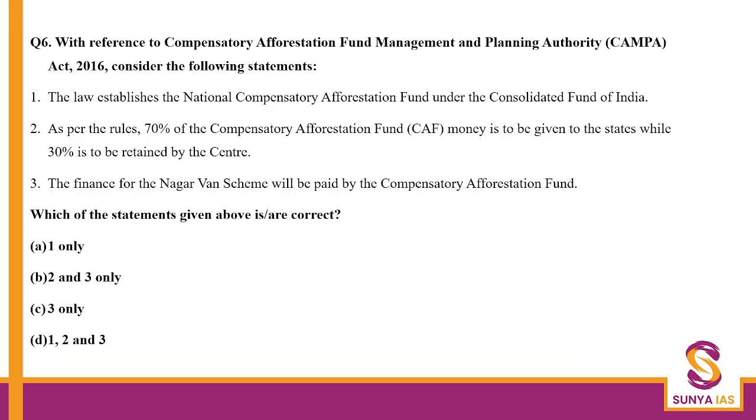Okay, then moving on. You have the Compensatory Afforestation Fund Management and Planning Authority, the CAMPA Act of 2016. Before this, there was no particular act. There were only some guidelines which were followed. So first of all, this act is very important because it ensures compensatory afforestation based on the concept of net present value. Now, please tell me in the comment section, what is net present value?